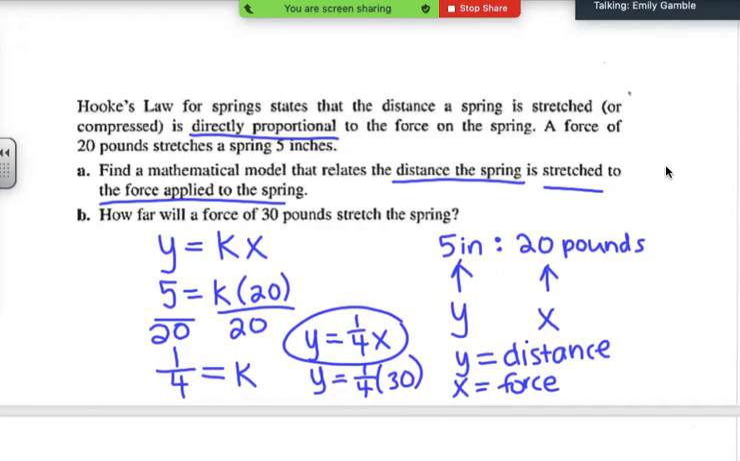And what did we get for that? What's 1/4 times 30? Is it 7.5? Okay, so that would be 7.5. In this case, it would be 7.5 inches.